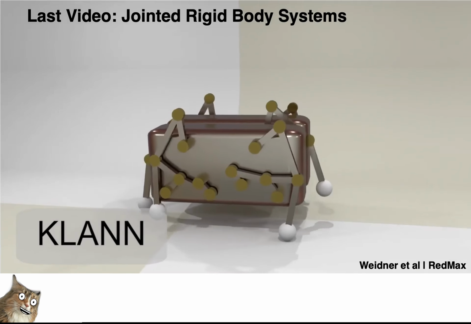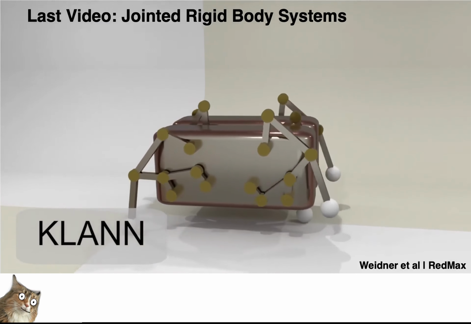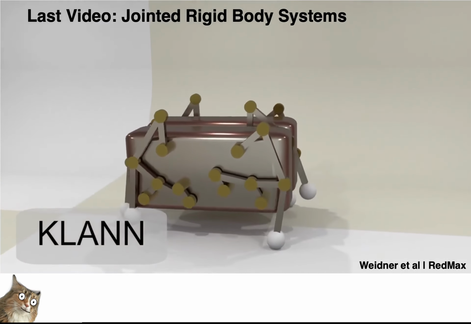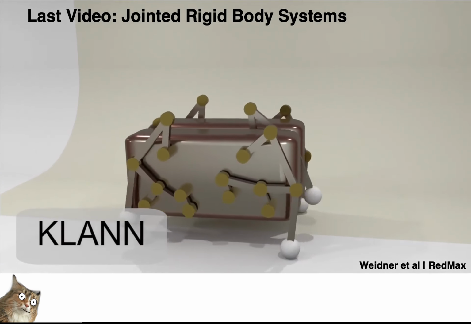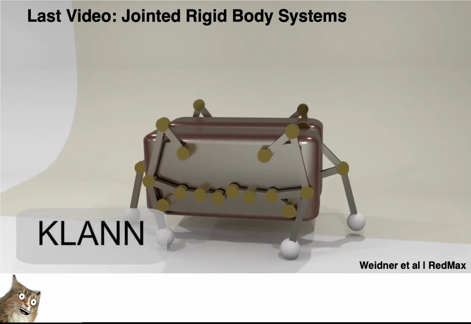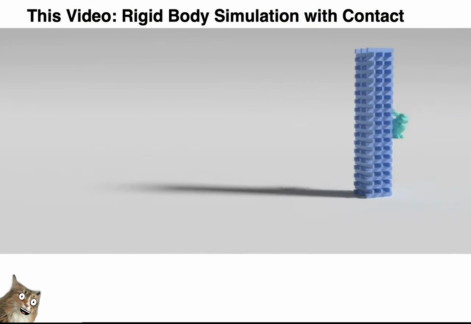In the last video, we learned all about simulating systems of jointed rigid bodies, which allowed us to simulate robotic creatures like this four-legged walker. But we left out one important detail. We never talked about what happens as the walker's feet come in and out of contact with the ground. But have no fear, we'll solve that problem today when we talk about rigid body simulation with contact.